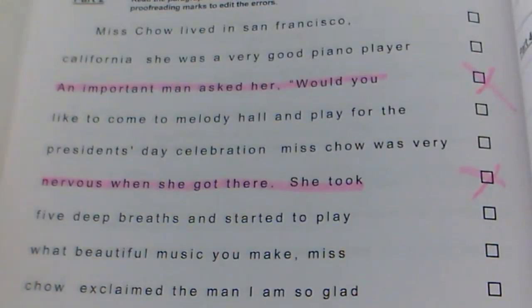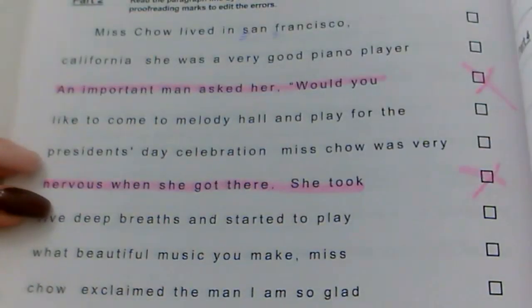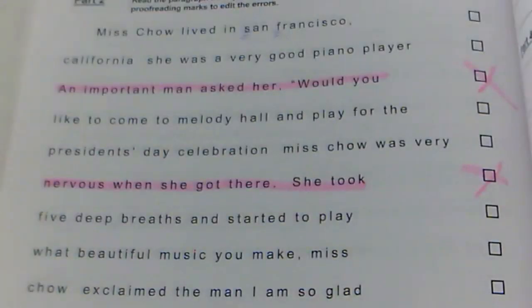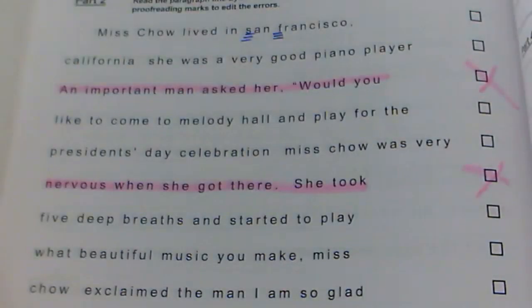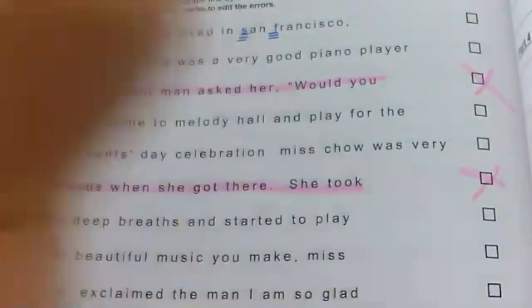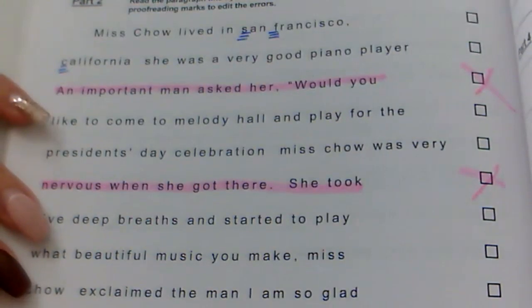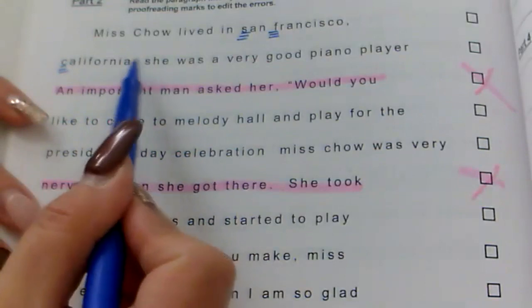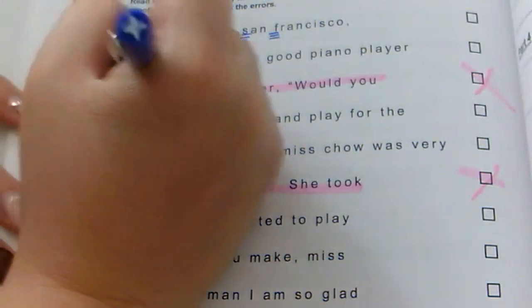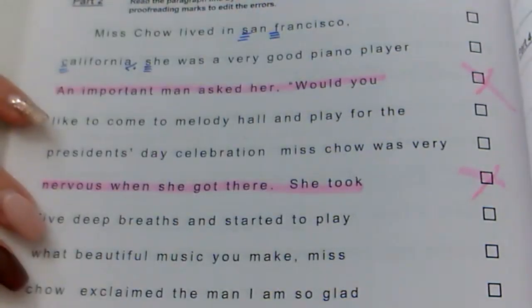Mrs. Chow lived in, what's wrong with San Francisco? It must be capitalized. That is correct. Capitalize it. You can't see that very well, can you? San Francisco, much better. California. It's not capitalized. California should be capitalized. Miss Chow lived in San Francisco, California. There's a big blank right here, and there's also a nice break. So I probably need to add a period and then capitalize she, right? Whenever I'm adding an end mark, I need to capitalize the next word.